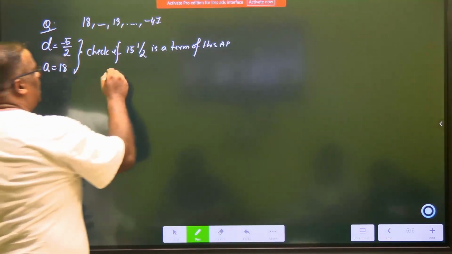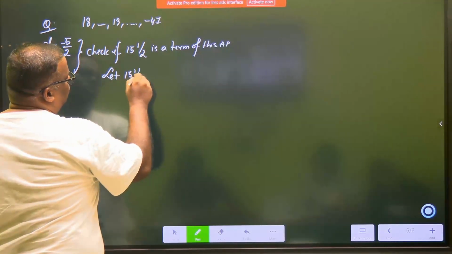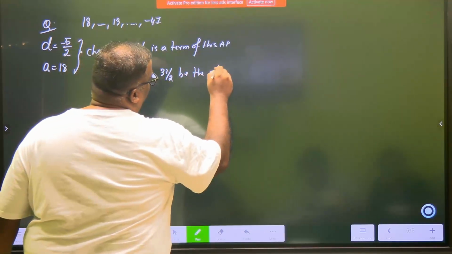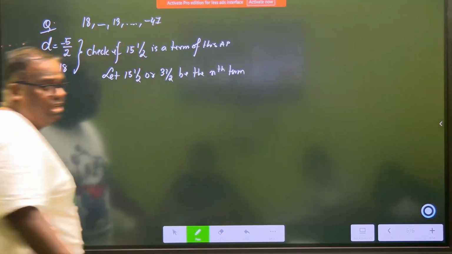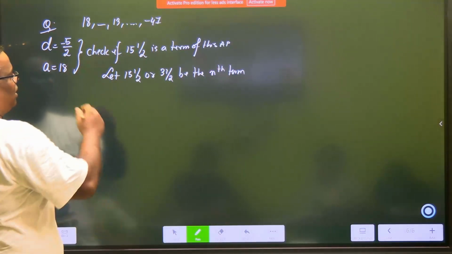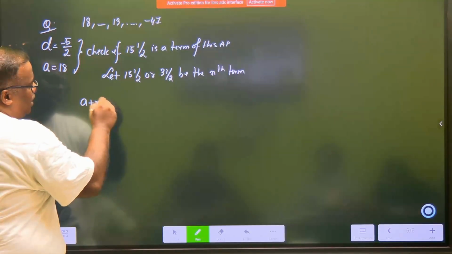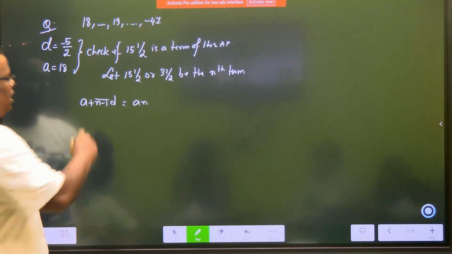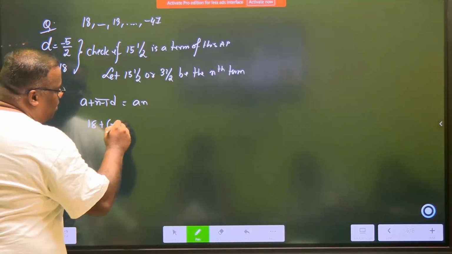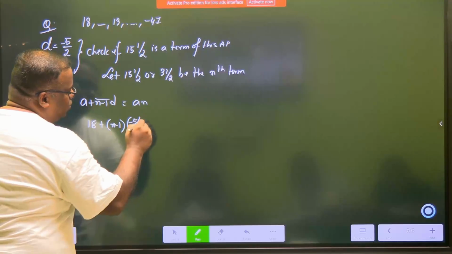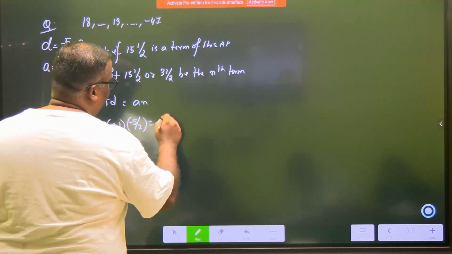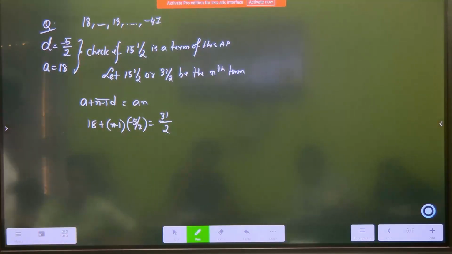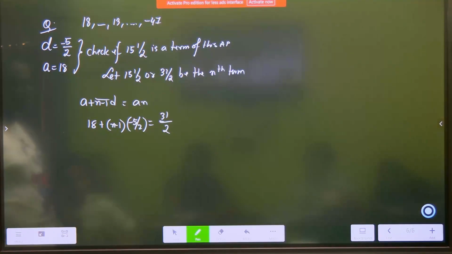So we now say, let 15 1 by 2, or how much is it? 31 by 2 be the nth term. Agreed? And please allow me to jump some steps so I can write A plus n minus 1 into D should be equal to an. Agreed? What is my A? 18 plus n minus 1 into negative 5 by 2 should be equal to 31 by 2. Our n should be 2 in this answer because this is the second term. Let's see whether we get it or not.